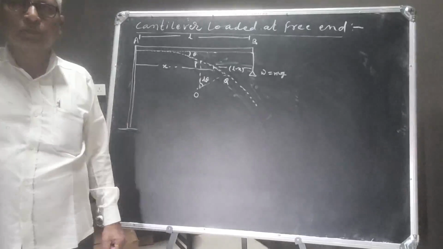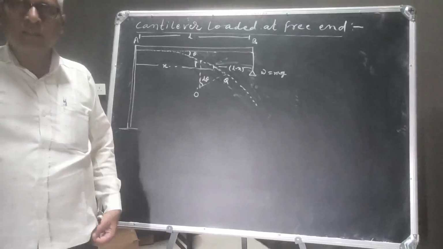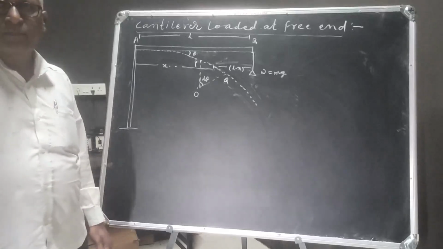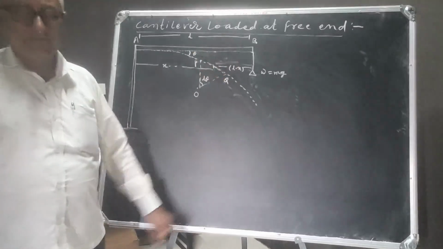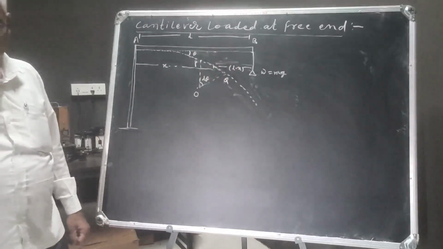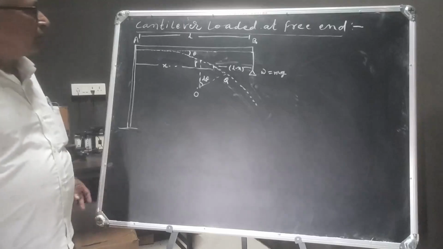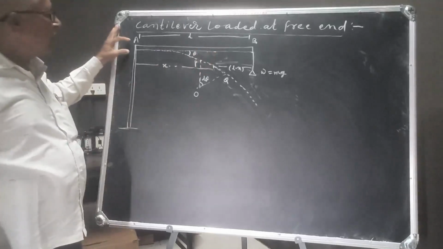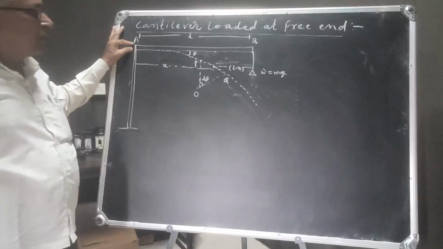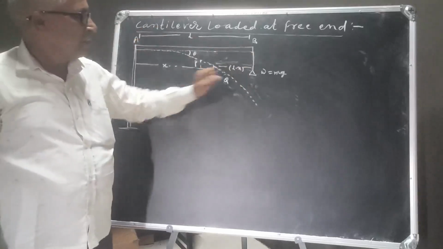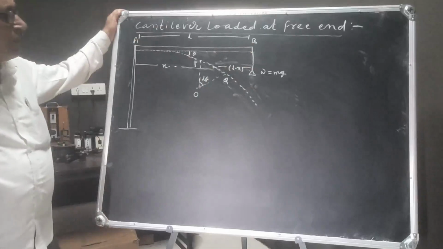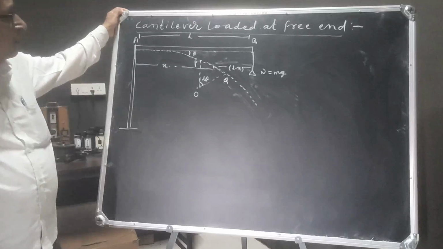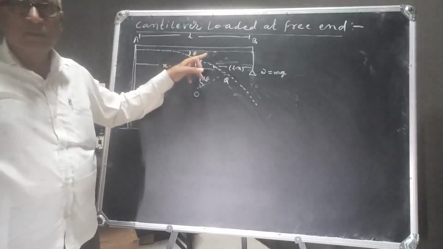Good morning, students. Today we'll derive the equation for depression of a cantilever when loaded at free end. Let us consider a cantilever of length L, and this cantilever is fixed at one end and loaded at free end. Therefore, we are going to derive an equation for the depression of this cantilever.